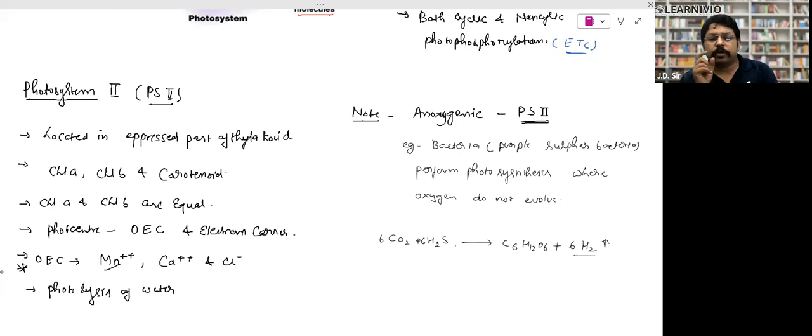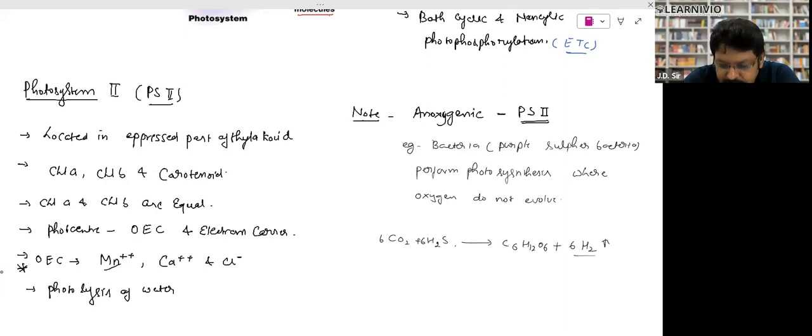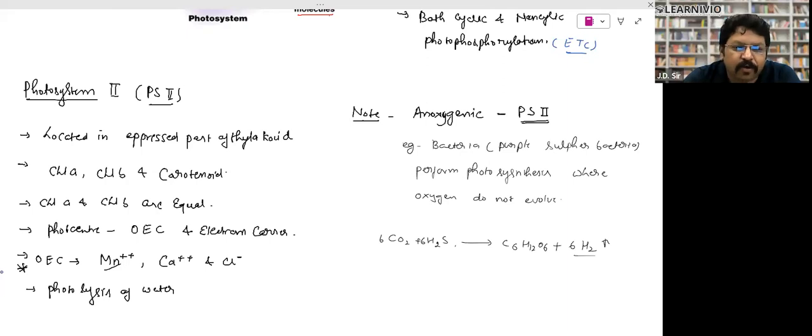Now, would you tell me what is anoxygenic photosynthesis? What is anoxygenic photosynthesis? Tell me. Aisha? A process where oxygen is not involved in the reaction. Right, very good. Where oxygen does not evolve, right?